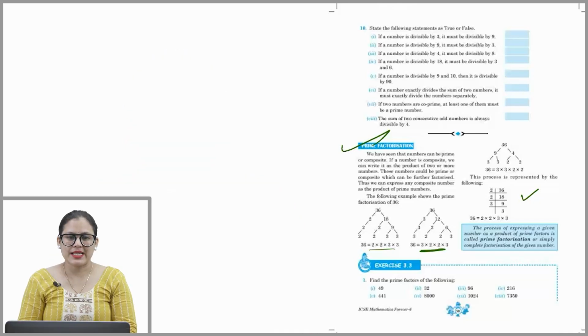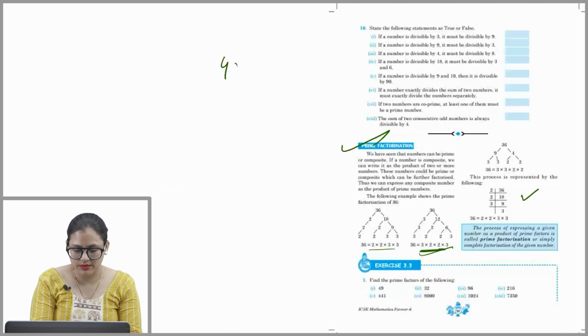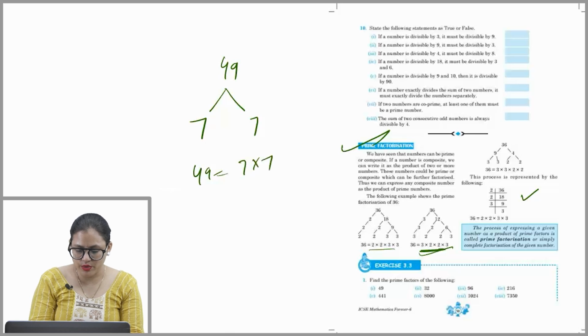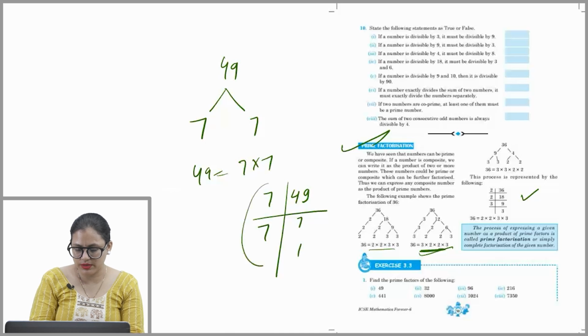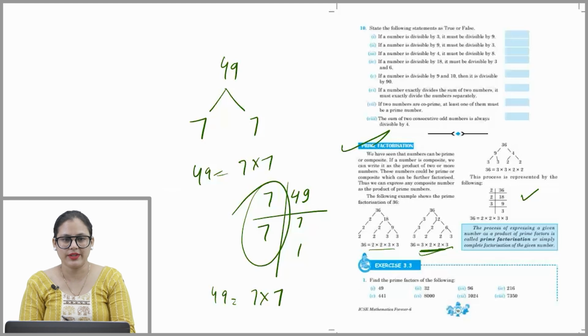Exercise 3.3, we have to find the prime factors of the following: 49. 7 into 7. So 49 is equal to 7 into 7, or you can also find like this: 7 into 7, 49, 7 ones are 7. So 49 is equal to 7 into 7, right?